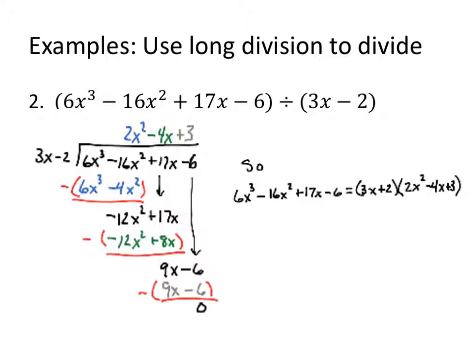Bring down the 6. 9x minus 6, what do I multiply 3x by to get 9x? I multiply it by 3. So I do just that. 3 times 3x is 9x. 3 times a minus 2 is a minus 6. Draw the line, minus sign. When I subtract, I again get 0.